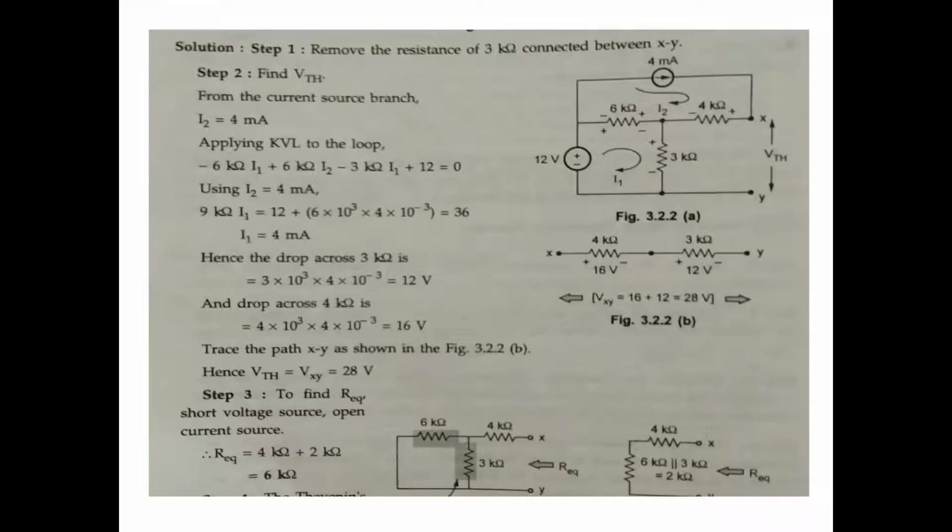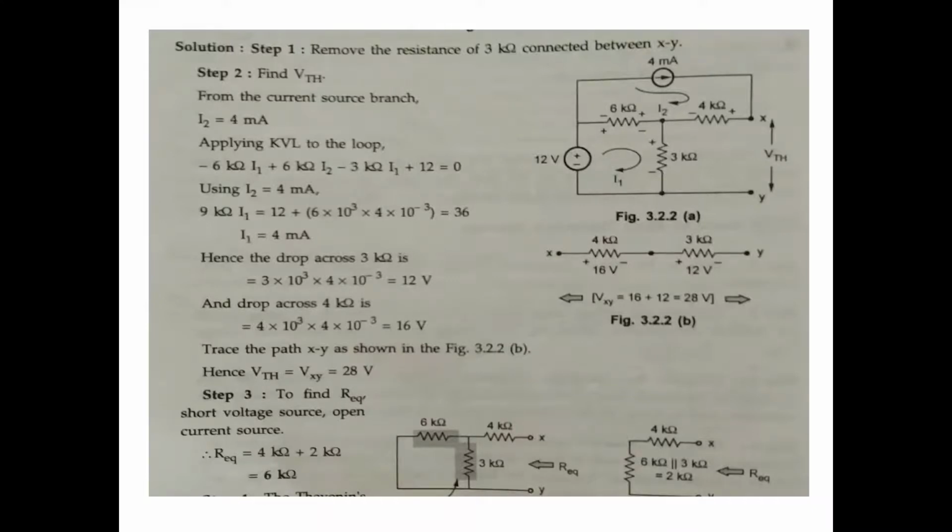Same thing, the drop across the 4 kilo ohm is 4 kilo ohm into I2, that is 4 kilo ohm into 4 milliamps, which is 16 volts. Hence, the path of XY as shown in the figure has the 4 kilo ohm with 16 volts and the 3 kilo ohm with 12 volts. 16 plus 12 is 28. Both are in series, so adding the voltage drops, VXY equals 16 plus 12, which is 28 volts.